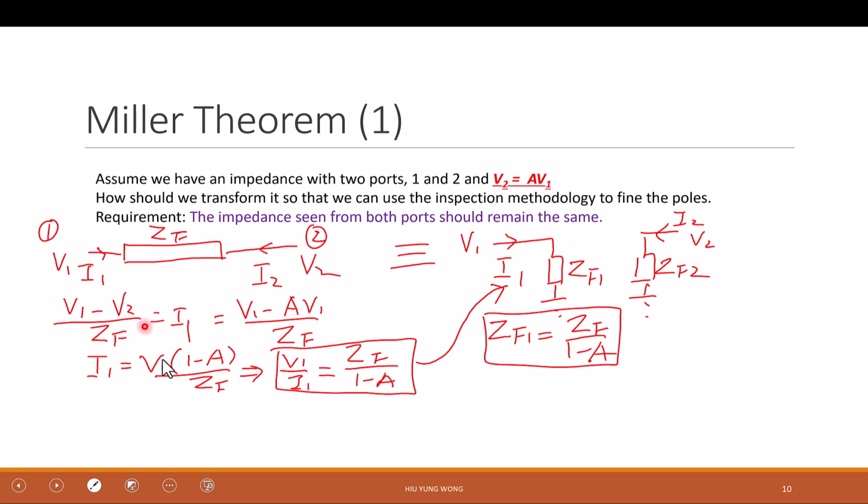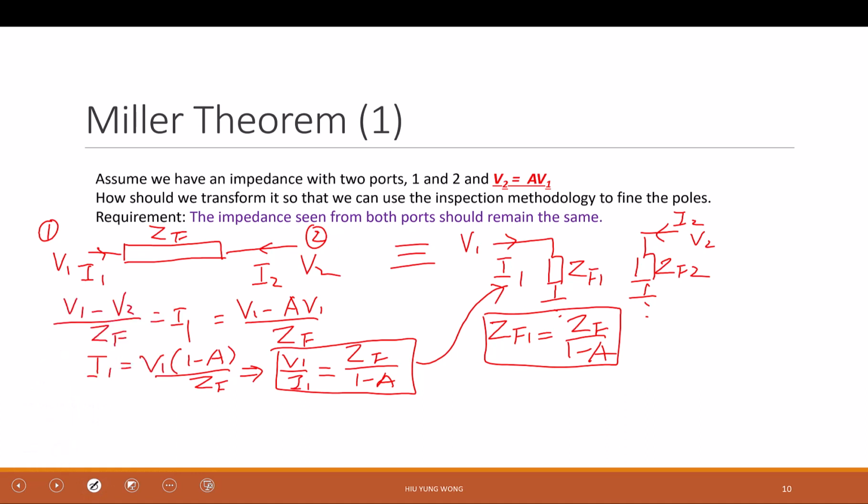Right, so all I'm doing here is use Ohm's law to find the relationship between V1 and I1. Ohm's law is always correct. V1 minus V2 divided by CF equals I1. This is Ohm's law. This is the physics. But now I just say I don't care about V2. I just want to say I apply V1, how much current I will get. Then I find that it is equivalent to modeling as CF divided by 1 minus A. Is this okay?